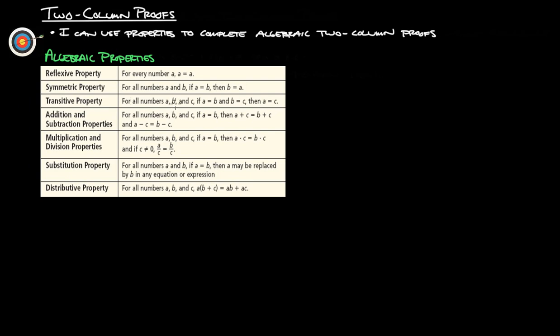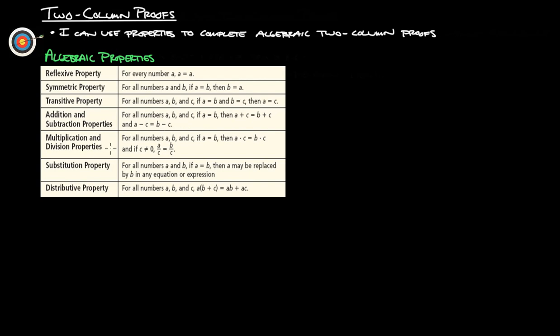Transitive property: if you have the numbers A, B, and C, if A equals B, and then B equals C, then A has to also equal C. For addition and subtraction properties, for all numbers A, B, and C, if A equals B, then we can add C to both sides and still make it equal. And also, if A equals B, we can subtract C from both sides to make it equal.